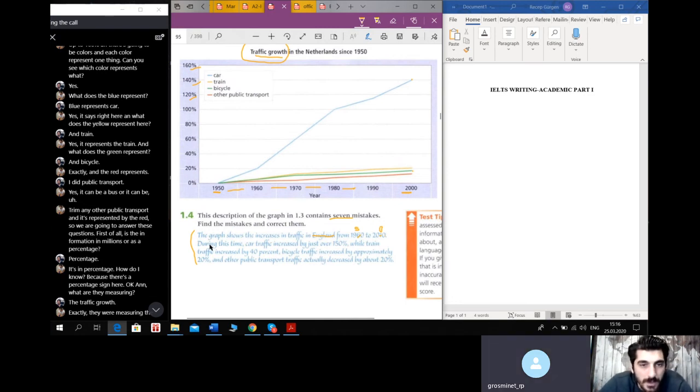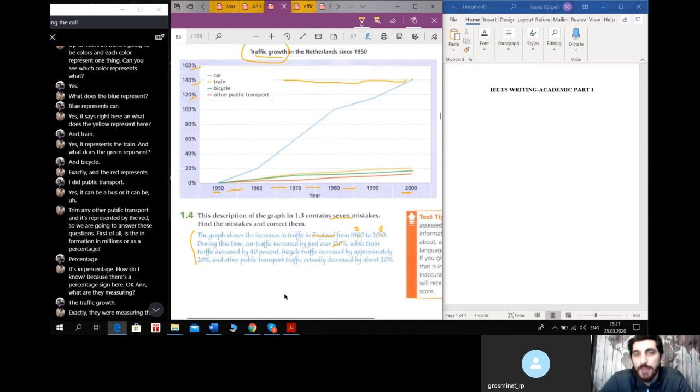During this time, the car traffic increased by just over 150%, while train traffic increased by 40%. Is that true? Let's look. Car traffic. What is the car traffic? The blue one, right? Yeah, blue one. No, it's wrong. It should be over 140. Yes, it didn't increase 150. It increased 140. As I follow this, I can see it reached 140%.